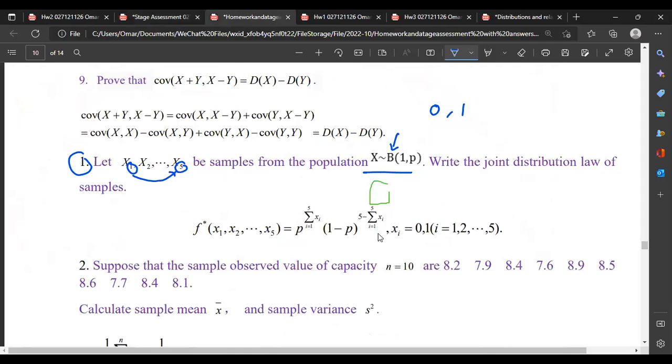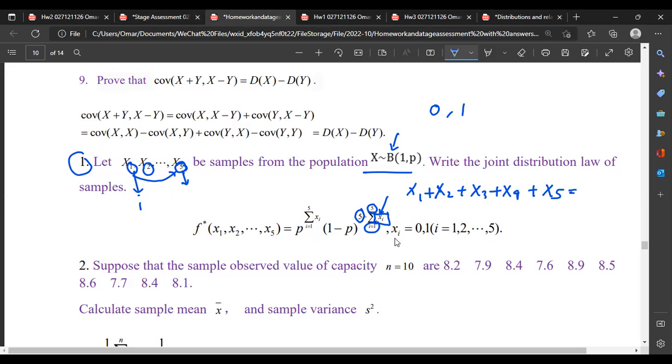Okay, and the i value here is 1, and 2, and this is 5. So we write down here 5 minus the summation of i equal to 1 to 5. And what we sum is xi, that means we sum x1 plus x2 plus x3 this way up to x4 and x5. This summation means this part.